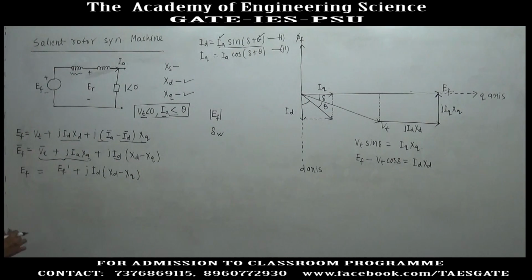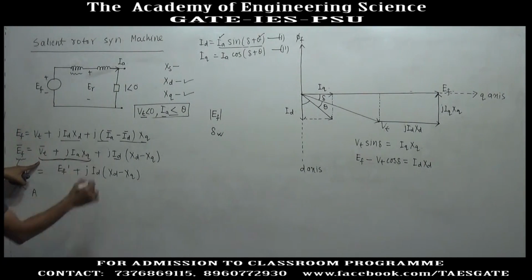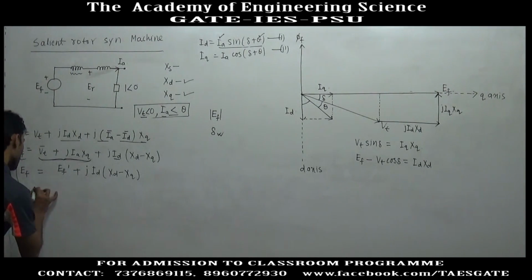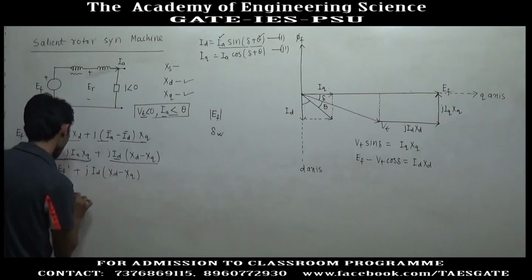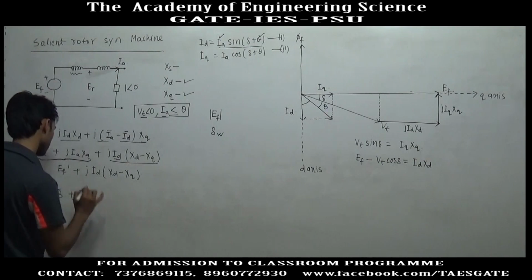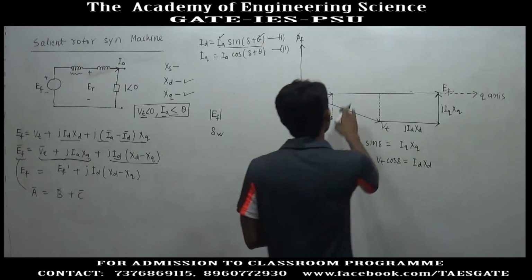Now let us say this vector is A vector. I am using the term vector because it has some magnitude and angle. Let us say Vt plus JIaXq is some other vector B, and this vector is C. Now what is the direction of EF?